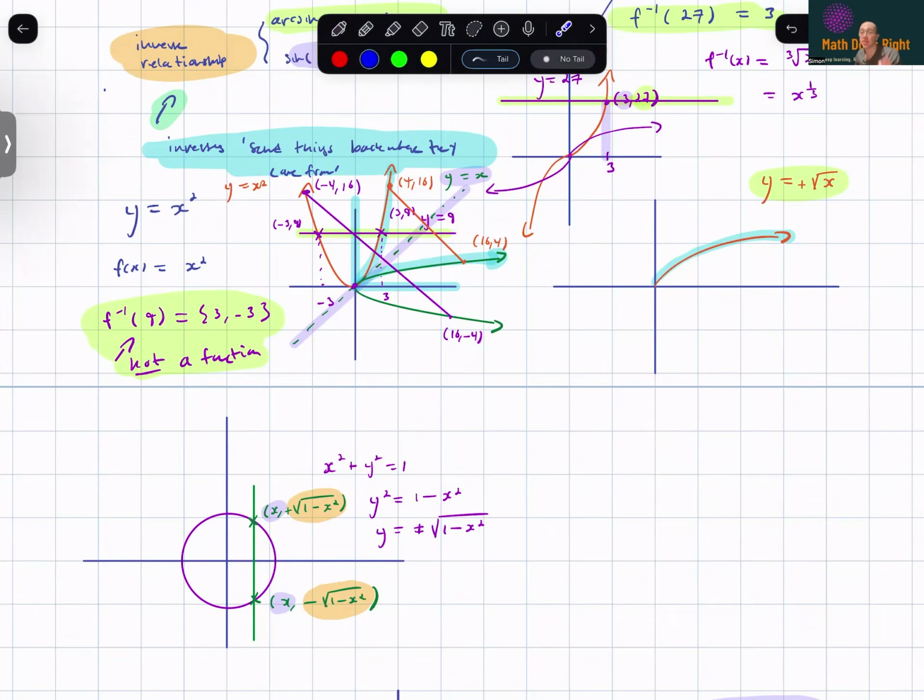What's f of 16? It'll say 4 and negative 4. It gives you two values. That's not okay for a function, right? We want it to be a function, which says definitely one output for every input. What is f of 9? It's going to be 3, right?